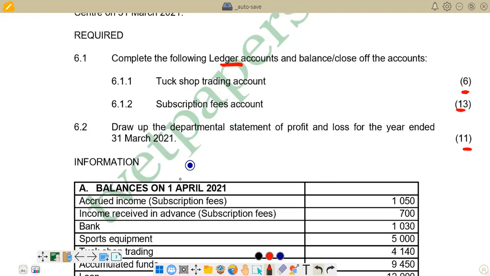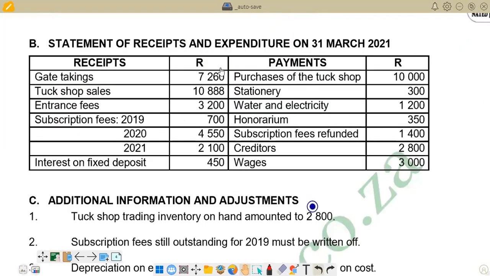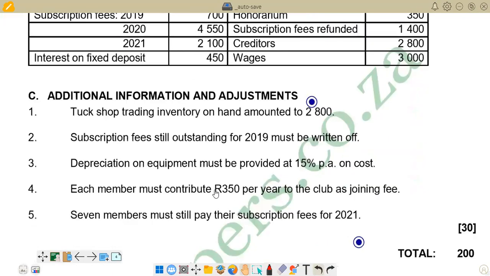So we have the information that we are given in terms of balances on 1 April 2021, and these are the balances that we are given there. If you go down, this is the information that we have. We can go to the next page. We now have the statement of receipts and payments for 31 March 2021, where on the debit side we have the receipts, and on the credit side we have the payments. Also on item C, we've got additional information and adjustments that we are given. This is all the information that we have according to the question.